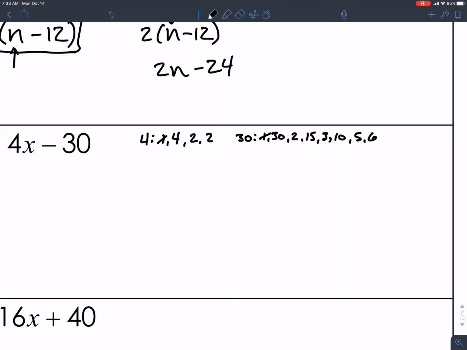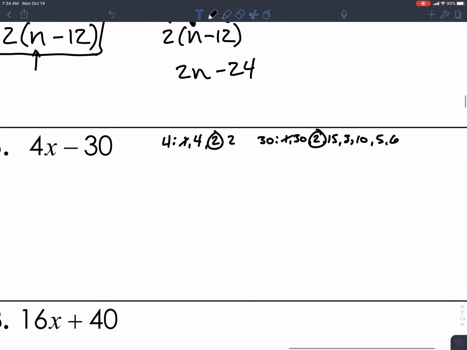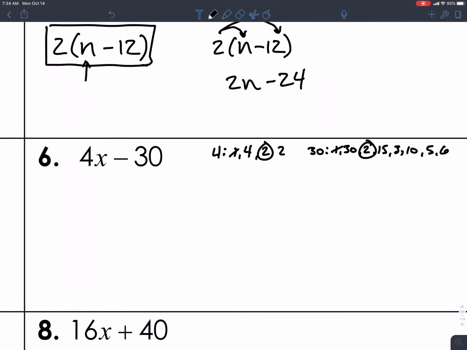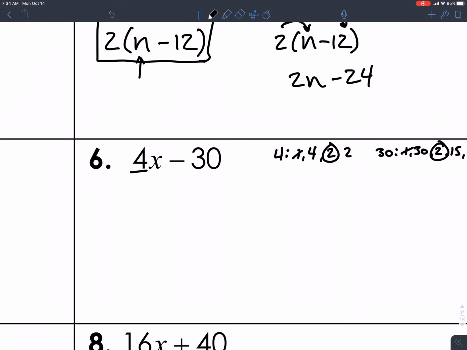4, I don't see a 4 in there, but we do have 2. 2 works. Okay, that's the biggest number that goes, that's the greatest common factor is what they call it, the largest number that I can divide those by and get a whole number out of the answer. So let's divide by 2. Divide by 2, divide by 2. 4 divided by 2 is 2x. Negative 30 divided by 2 is negative 15. Those go in parentheses, and I put the 2 out front. Now I'm going to check it.